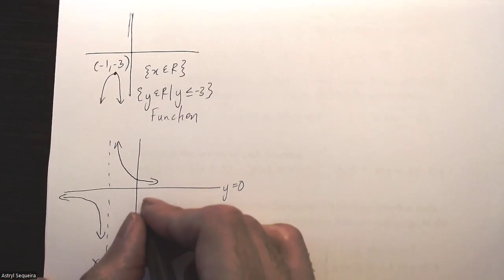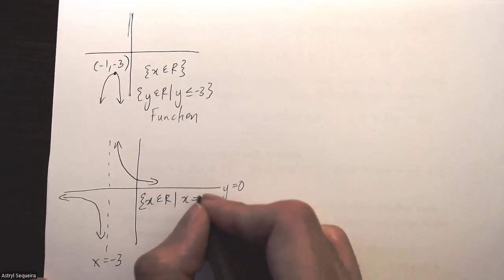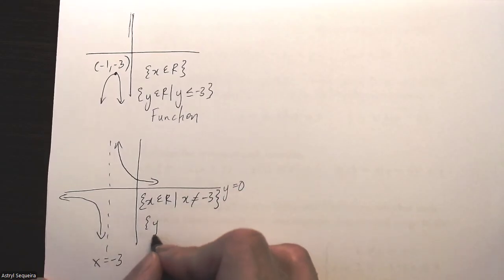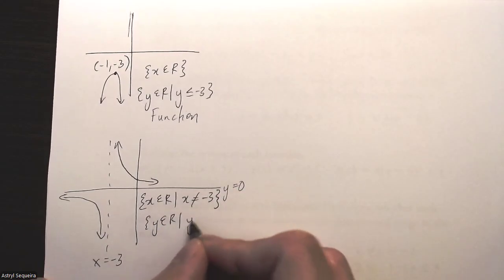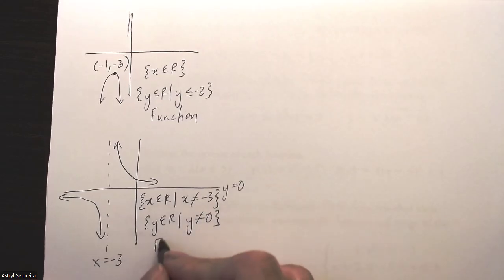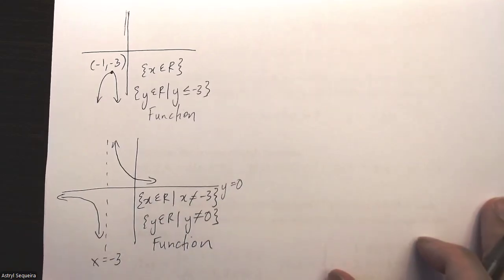And then my domain is x is an element of all real numbers, such that x does not equal my vertical asymptote, which is -3. y is an element of all real numbers, such that y does not equal 0. And this 1 over x function is also always going to be a function.